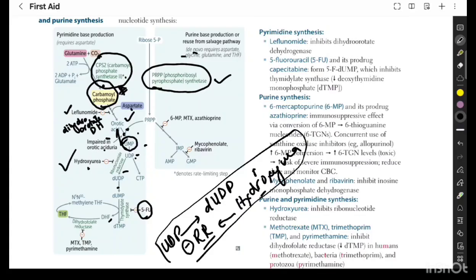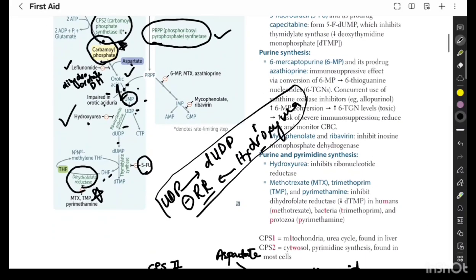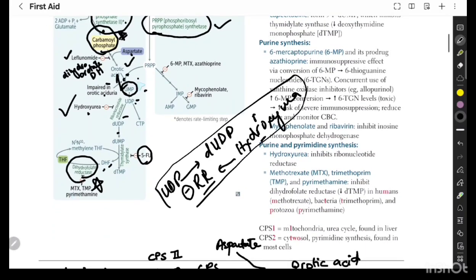So if thymidylate synthase is not working, N5,N10-methylene tetrahydrofolate cannot be converted into dihydrofolate, and dihydrofolate is not further converted into tetrahydrofolate. And if it is not converted, then this is something that you need to remember. So if you're giving a person methotrexate, what does methotrexate do? It causes bone marrow suppression. Why does it cause bone marrow suppression? It causes an overall decrease in synthesis.